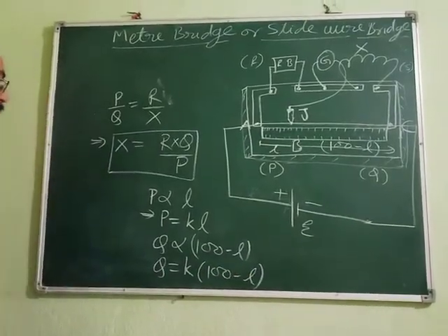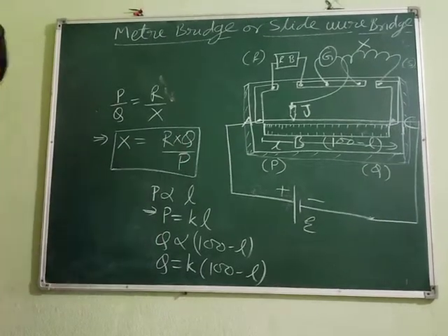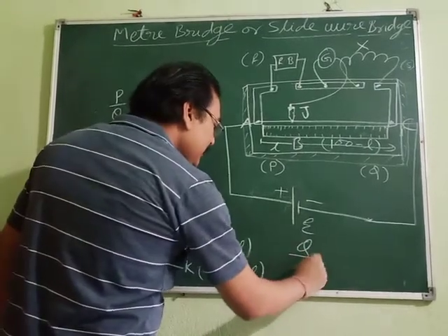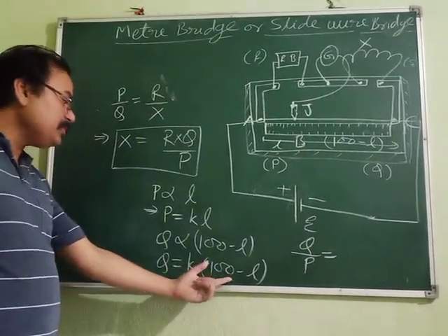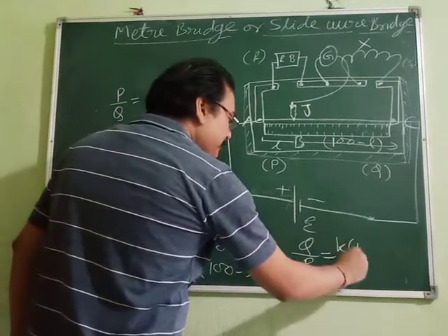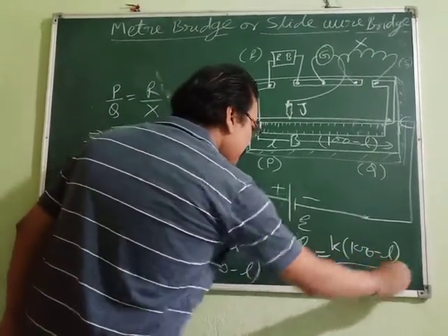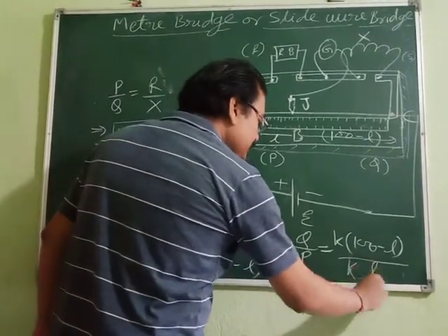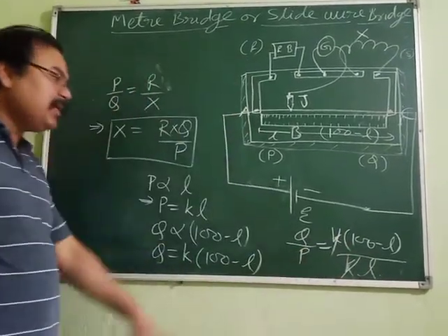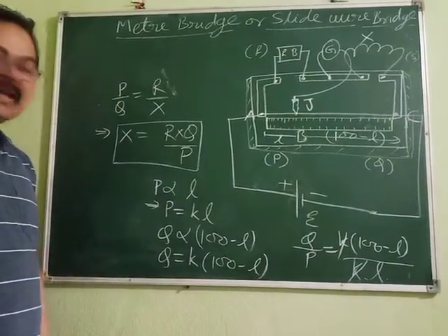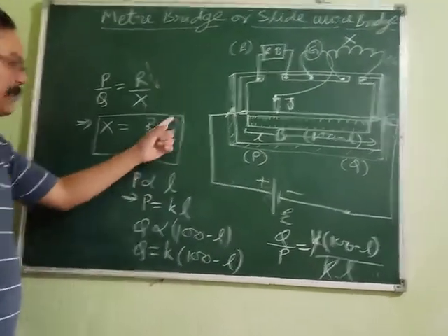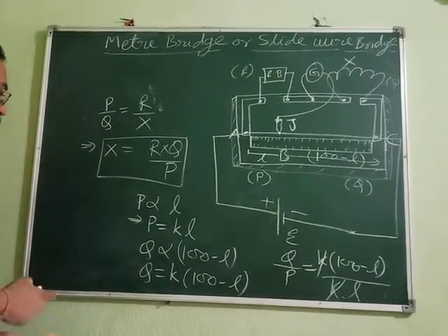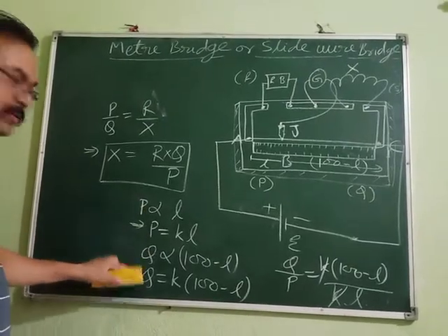So here we are having a ratio. If we take the ratio Q by P, the value of Q is K into 100 minus L, and P is K into L. This K cancels out. What we are left with is 100 minus L by L. That we can place at this place. So I am going to place it over there only. I can remove this.